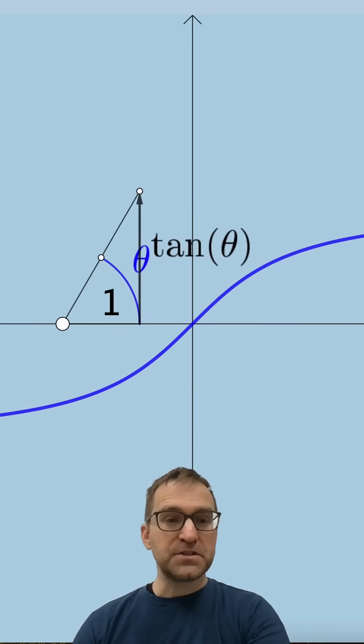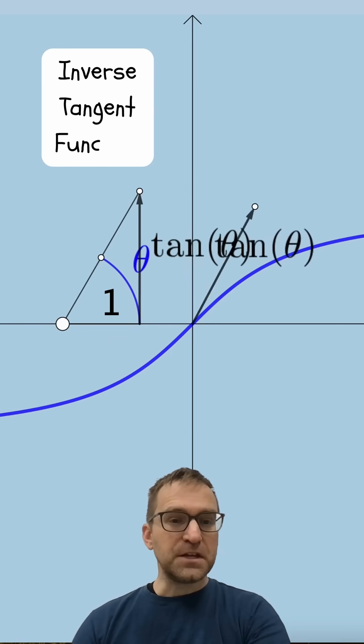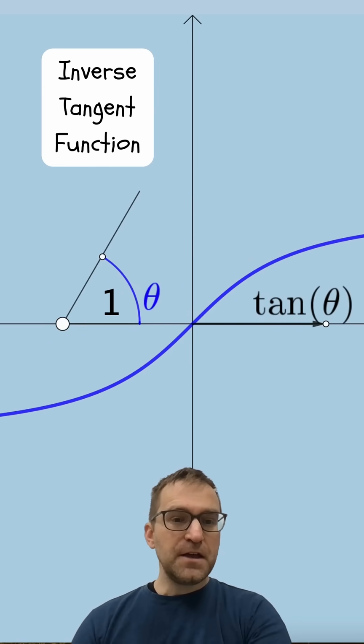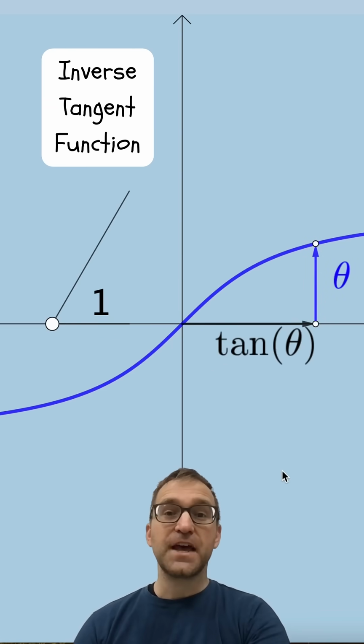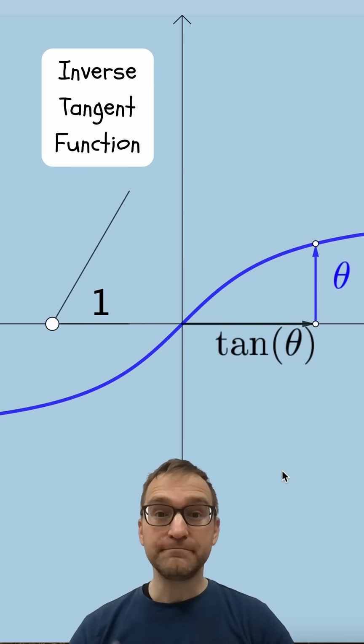Same logic with inverse tangent. See? Here we go. Take the tangent ratio, we'll put it right there, and look at that theta. That's the output right there. And there you go. So inverse sine, inverse cosine, inverse tangent simply mean angle.